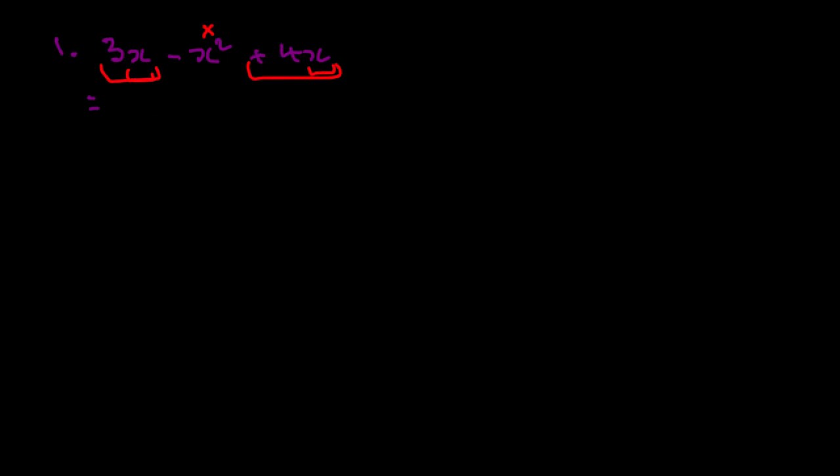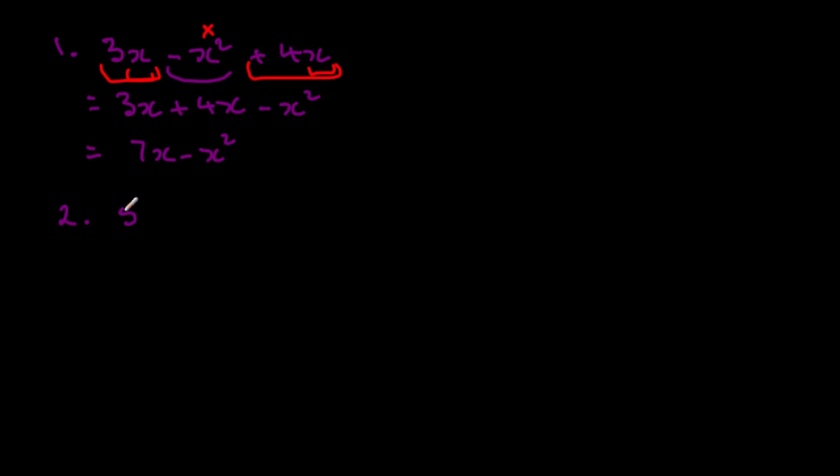So our next line over here is going to be 3x plus 4x, and the minus x squared is going to sit at the end. And we finally join these together, 3 lots of x, 4 lots of x. When we add those, we get 7 lots of x minus x squared. Let's try another one. Number 2.